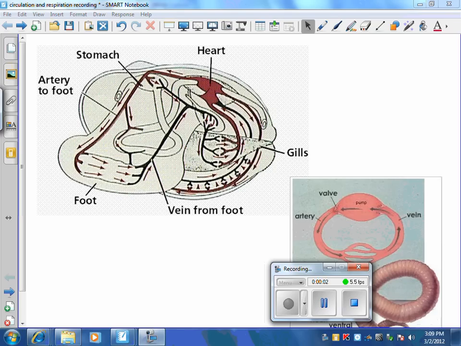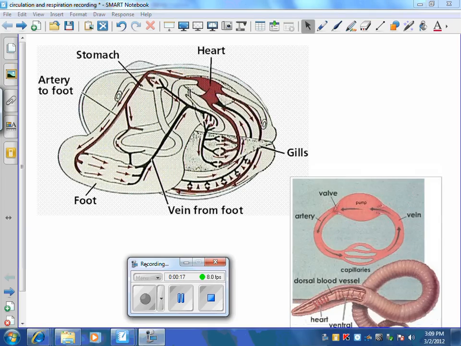Okay, welcome to the recording on circulation/respiration. I believe this is chapter 42 in your textbook. First image here is looking at the comparison between circulatory systems. Now, this is assuming that the organism has a circulatory system. An organism that has a gastrovascular cavity would not have a circulatory system because they don't require it.